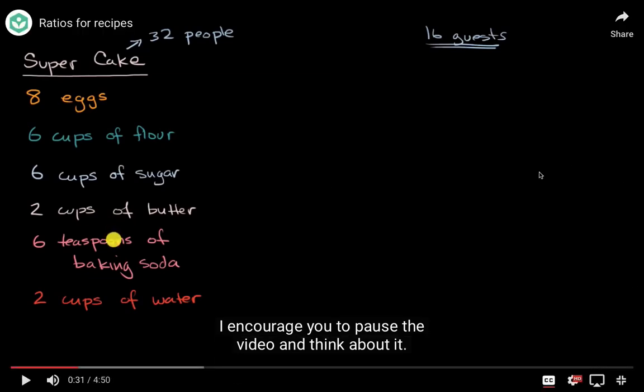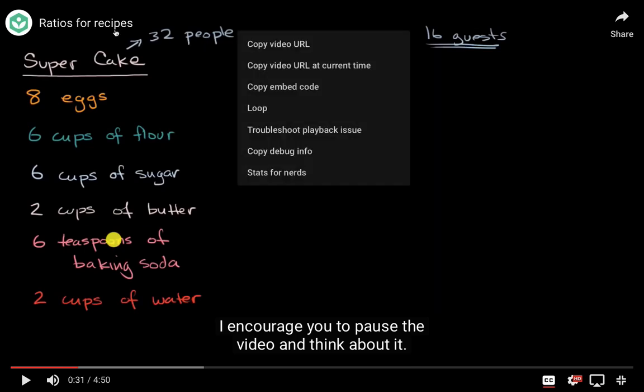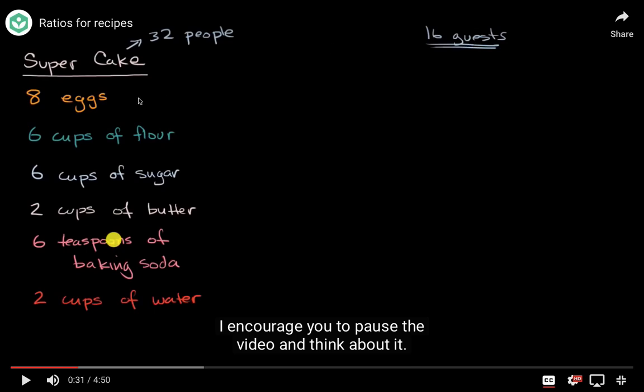Okay, so this right here is an ingredient list for 32 people, but only 16 people are coming. And 16 is half of 32. So all of these ingredients should be halved, if you think about it logically. So 8 divided by 2 is 4 eggs, and 6 cups of flour divided by 2. It's going to be four eggs, three cups of flour, three cups of sugar, one cup of butter, three teaspoons of baking soda, and one cup of water. That's what I think, but tell me what you think in the comment section below.